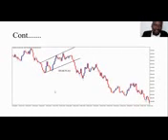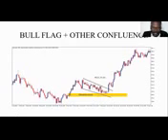You can see here a bear flag or a mini ascending channel. You can see how price was contained in this channel. Same thing here, a bull flag, which is more like a descending channel. Then plus other confluence, like I said, since last time when I was hosting this type of class, there's a person who actually asked me, how do you know when to enter a bull flag or bear flag?